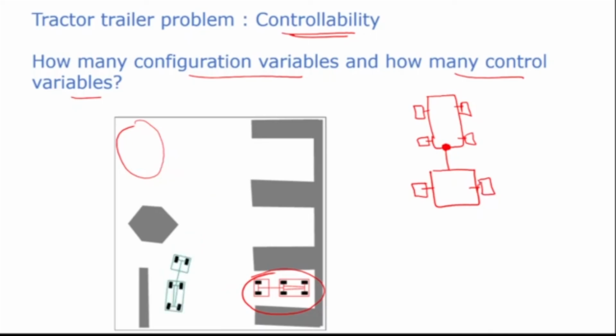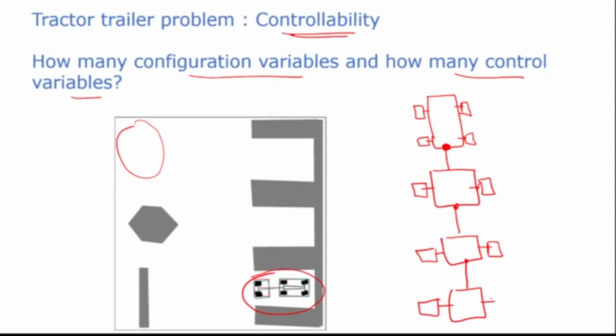Now, suppose I connect one more here. Is this still controllable? Is it still possible for this to go and park somewhere? Suppose I connect one more. Can I keep doing this and it will still be controllable? Or is there a limit after which you say that you can't park it anywhere? So these are interesting questions. So this is the tractor trailer problem.